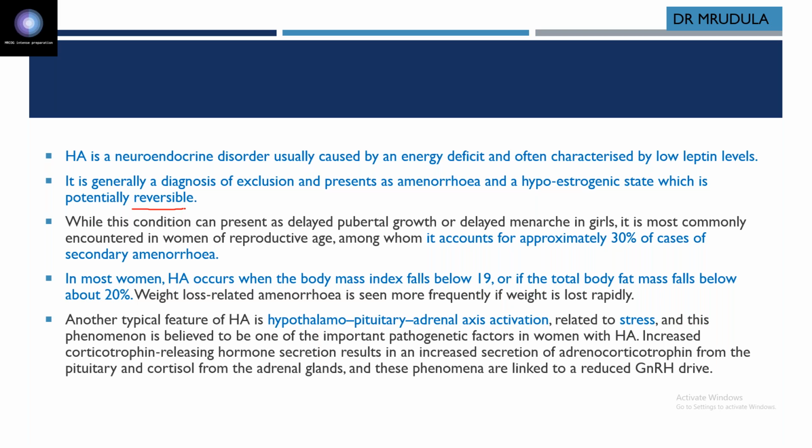Again, as I told you, stress is a reason for hypothalamic amenorrhea. Stress activates the hypothalamo-pituitary-adrenal axis. Because of stress, there are increased levels of steroids and CRH, that is corticotropin-releasing hormone. That results in increased cortisol from the adrenal gland, and it causes an inhibitory influence on GnRH. So there will be decreased release of GnRH, or reduced GnRH drive. This is the way stress is responsible for hypothalamic amenorrhea. Stress causes increased steroids, and these inhibit GnRH secretion.